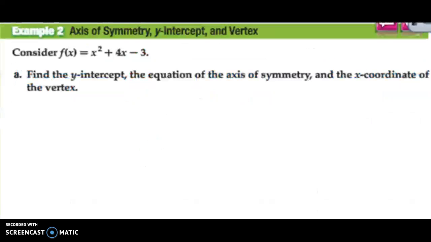All right, so let's look at this one right here. It says, consider this quadratic equation, x squared plus 4x minus 3. It says, find the y-intercept, the equation of the axis of symmetry, and the x-coordinate of the vertex.